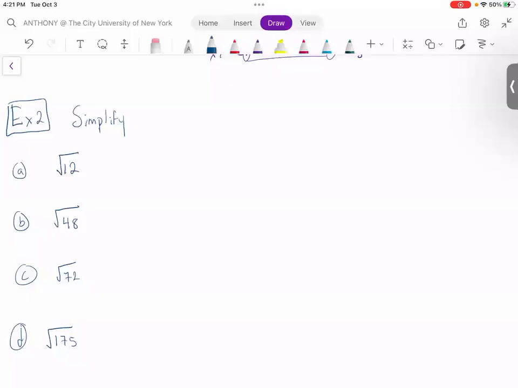So in example 2, we want to simplify just radical expressions, right? For example, the square root of 12, square root of 48, square root of 72, the square root of 175. There's a property regarding radicals: as long as you have the nth root, here our root is 2 because we say square root, if you have the nth root of a, this could be equal to the nth root of b times the nth root of c, where b and c, when you multiply them together, give you back a.